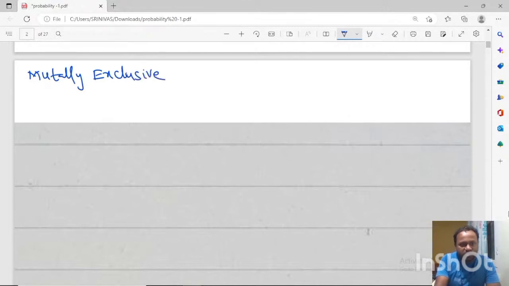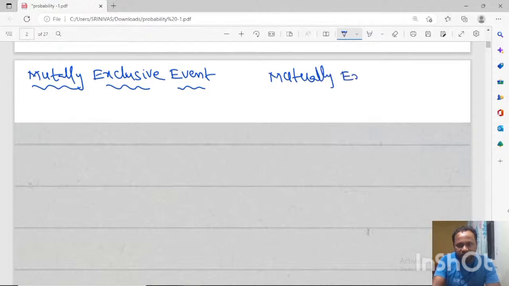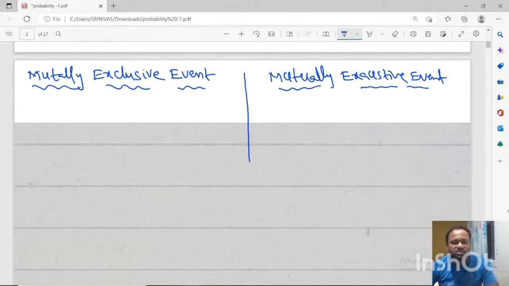Mutually exclusive events. These are important conditions. Mutually exclusive events as well as mutually exhaustive events. Total two types of events will be there. Major means different types are there, but among those these two are important. In mutually exclusive events, first I will take, suppose E, F are two events.